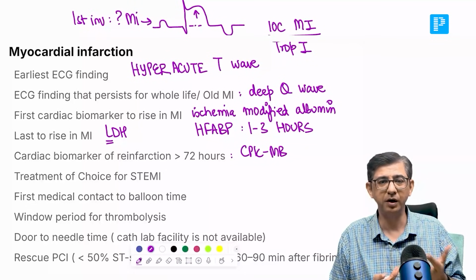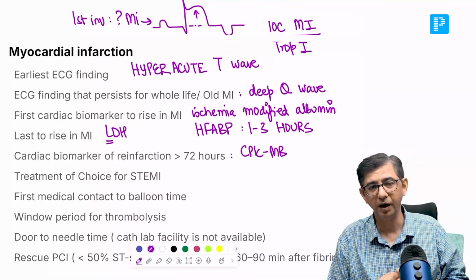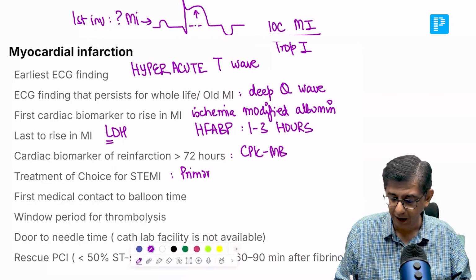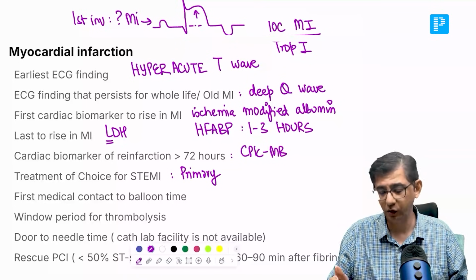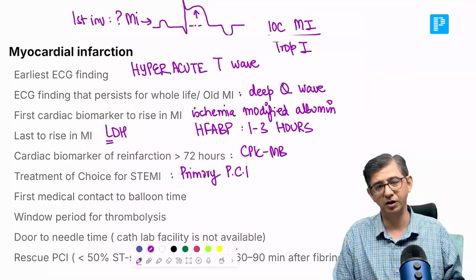telling you that it's an MI, it will also tell you whether it is ST or non-ST elevation MI, because the treatment for both of them is also different. As far as the treatment of choice for ST elevation MI is concerned, we would like to take up the patient in the cath lab, do a balloon angioplasty and destroy the thrombus bang in the middle of the coronary artery, which is called primary percutaneous coronary intervention.